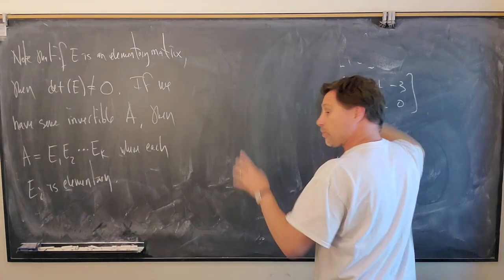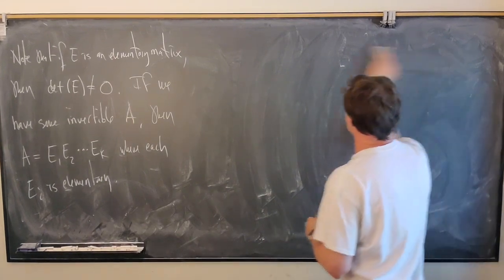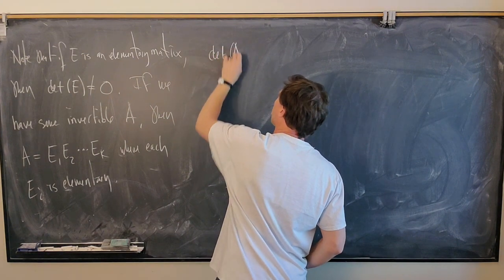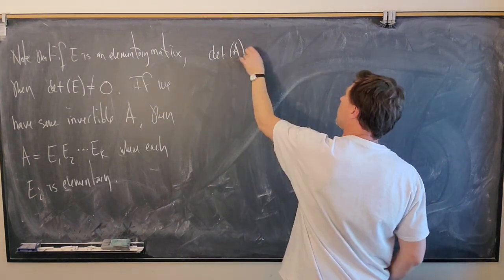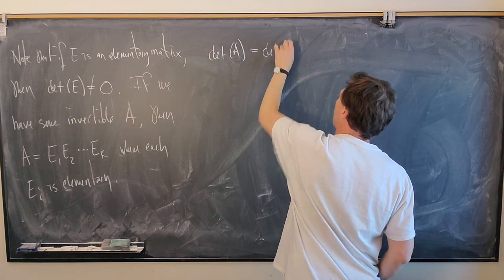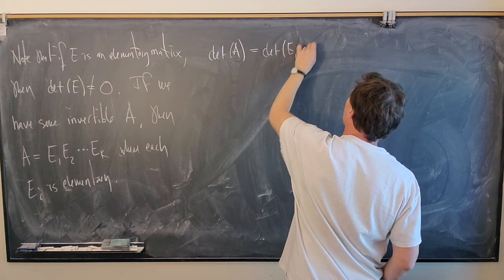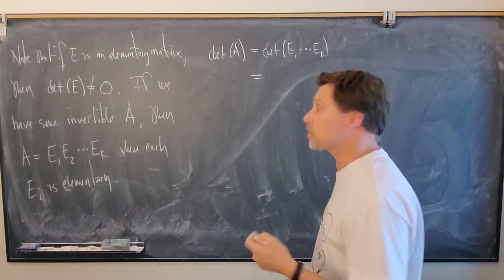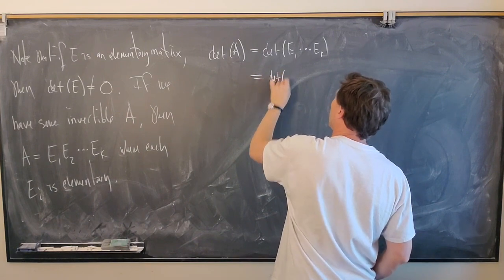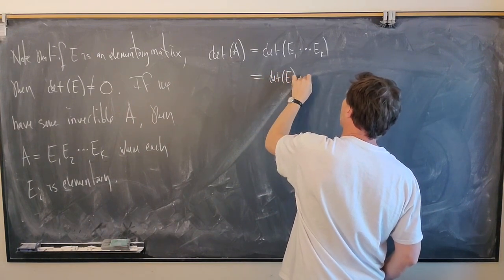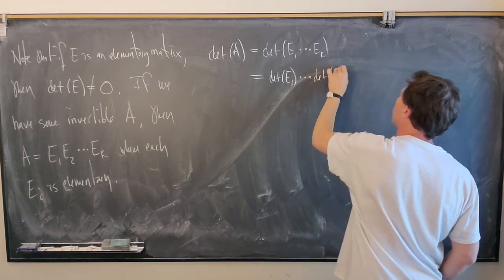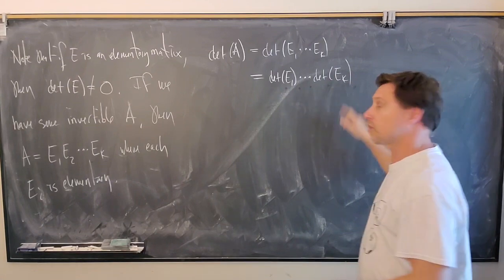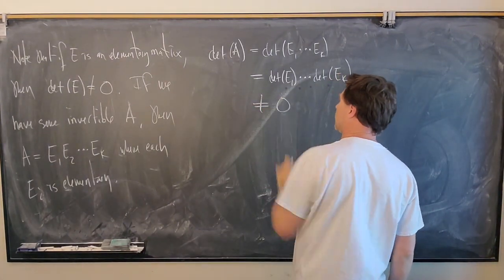Now, using property 2 that we had written down a minute ago, the determinant of A is going to equal the determinant of the product E1 through E sub k. And the determinant works nicely with matrix multiplication. This is equal to the determinant of E1 times up through the determinant of E sub k. Each one of these matrices has a non-zero determinant, which means that their product is non-zero.